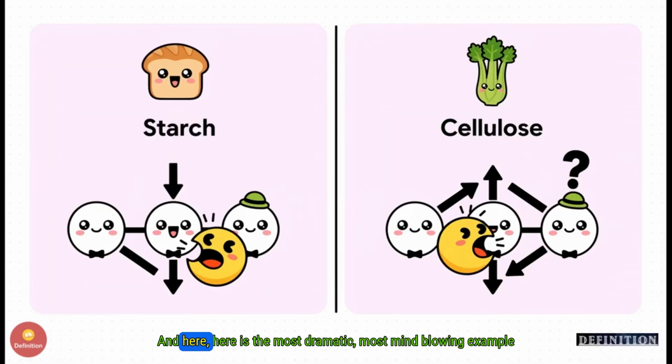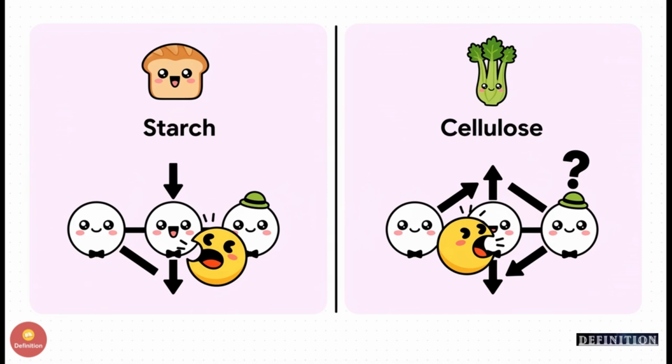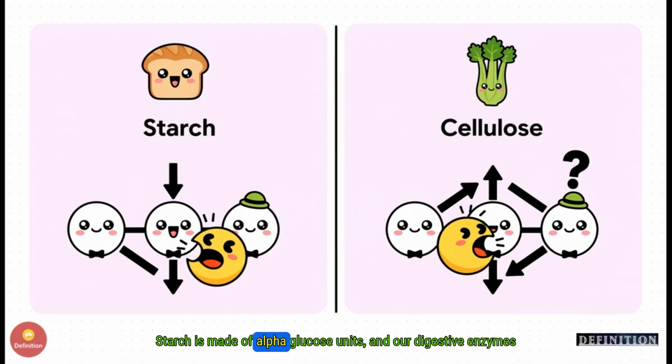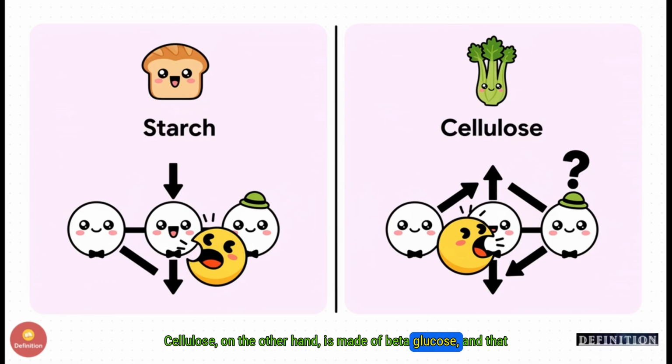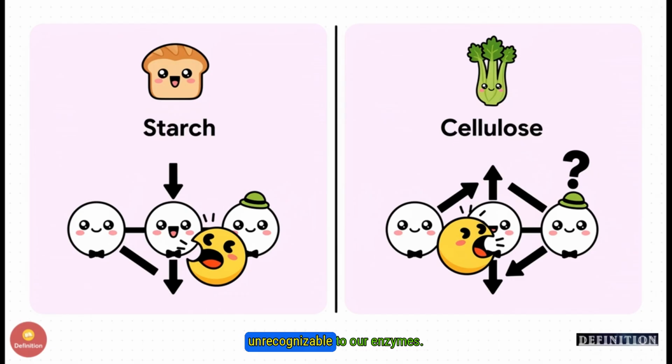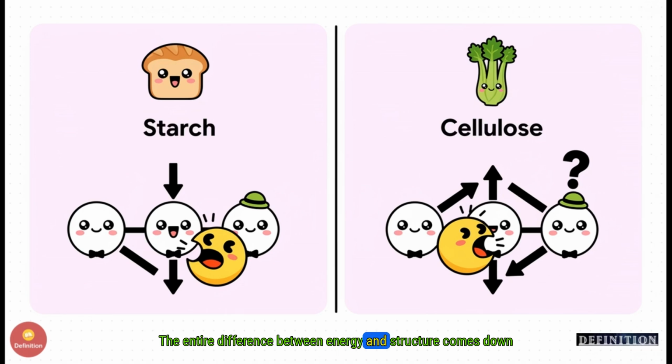And here is the most dramatic, most mind-blowing example of why this all matters. Starch and cellulose are both just long chains of glucose. The only difference between them is the bond. Starch is made of alpha-glucose units, and our digestive enzymes are perfectly shaped to break those alpha linkages for energy. Cellulose, on the other hand, is made of beta-glucose, and that single, tiny change in orientation makes the bond completely unrecognizable to our enzymes. The result? Starch is food, cellulose is indigestible fiber. The entire difference between energy and structure comes down to that one little up versus down bond.